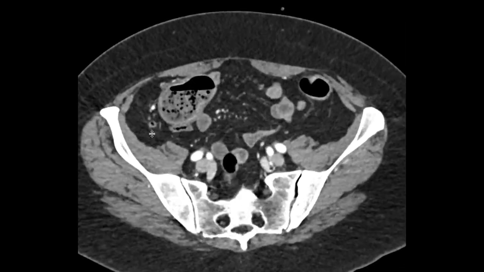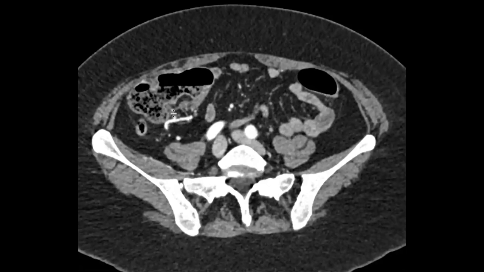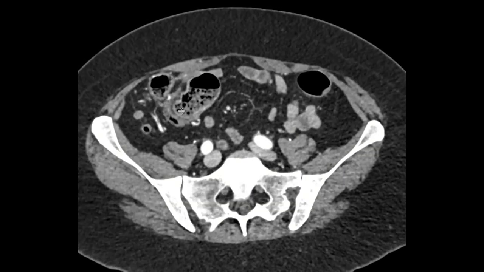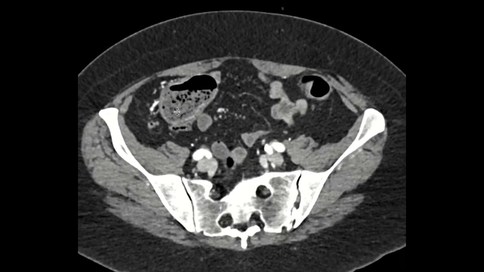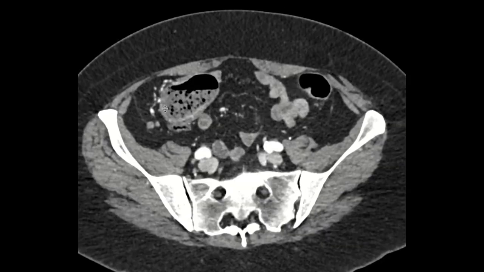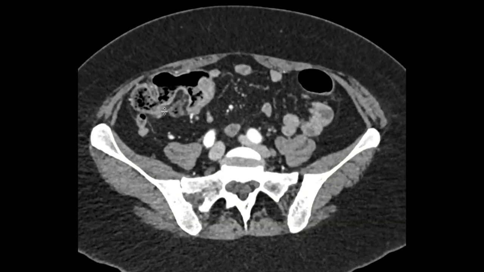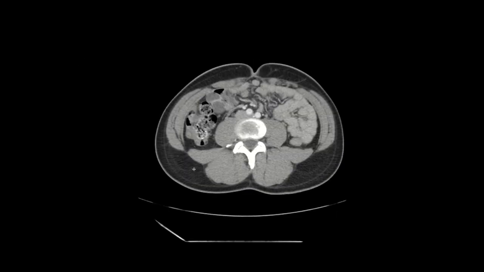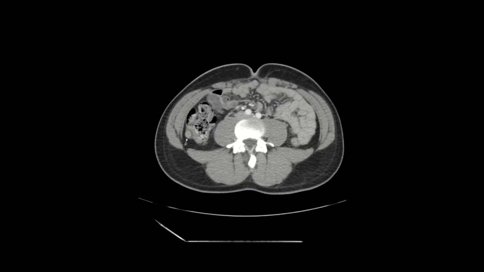It's not particularly thickened. But that's one way to be able to look for the appendix: you look for the ileocecal valve, and you know that the appendix is going to come off of the cecum more inferiorly and on the same side as the ileocecal valve. And as I scroll down, we can identify the appendix right by the arrow here.